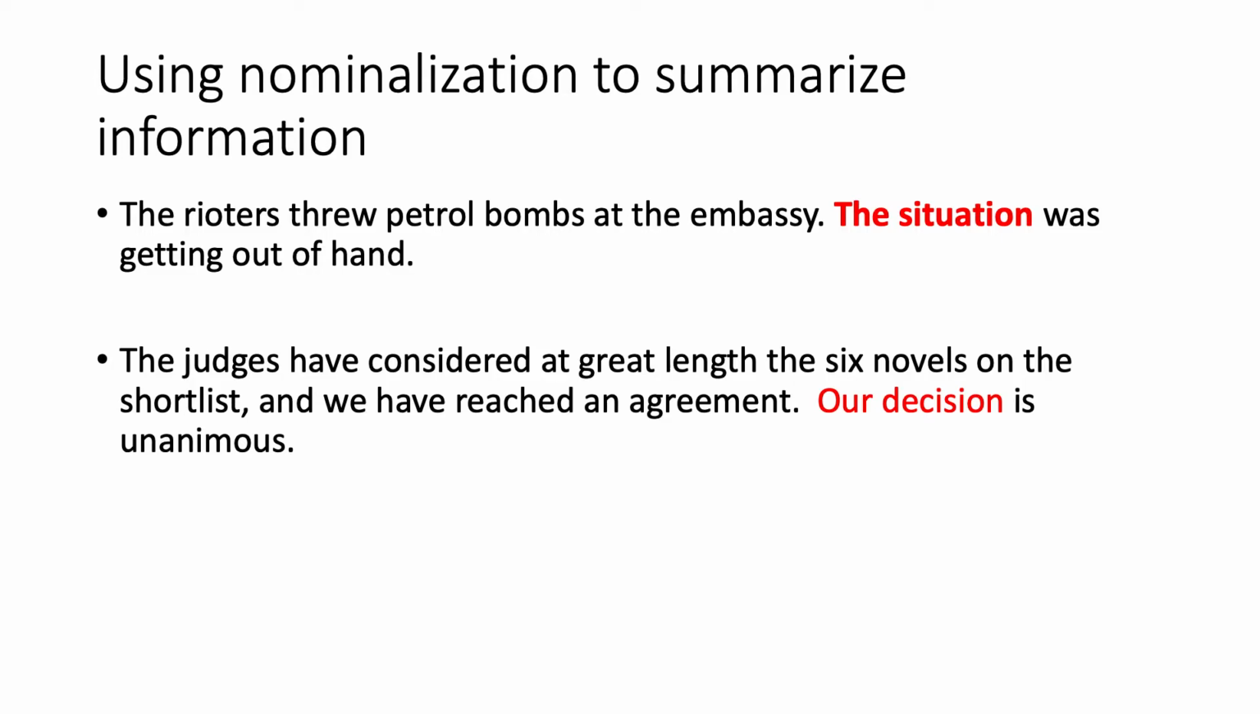We use nominalization to summarize information. The first sentence here says the rioters threw petrol bombs at the embassy. The situation was getting out of hand. The situation refers to the first sentence, and we don't need to repeat all of that information. Let's look at the second example. The judges have considered at great length the 6 novels on the short list, and we have reached an agreement. Our decision, summarizing all of the information from the first sentence, our decision is unanimous.